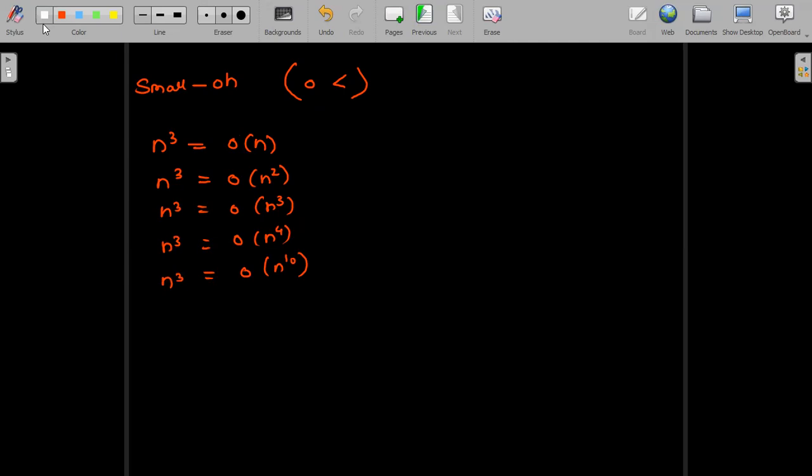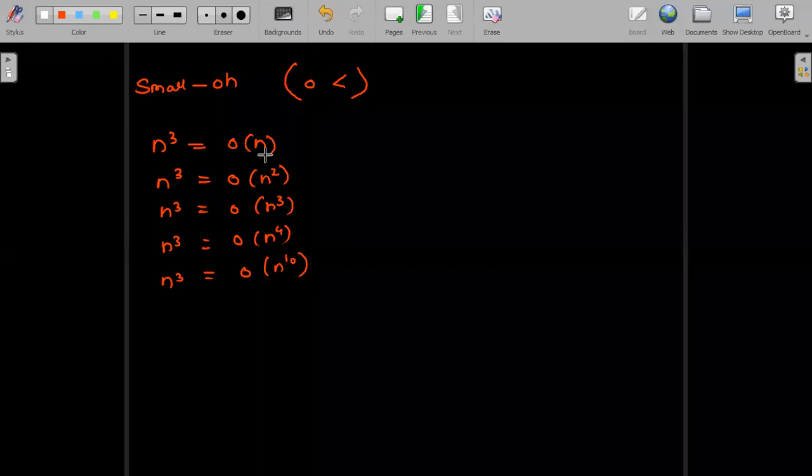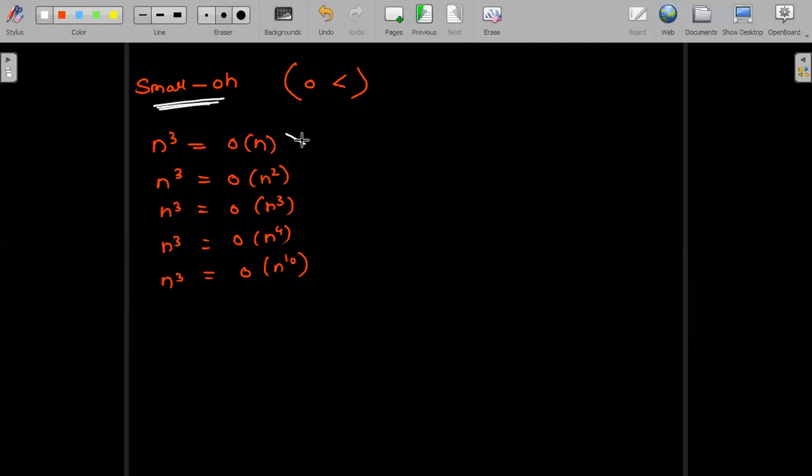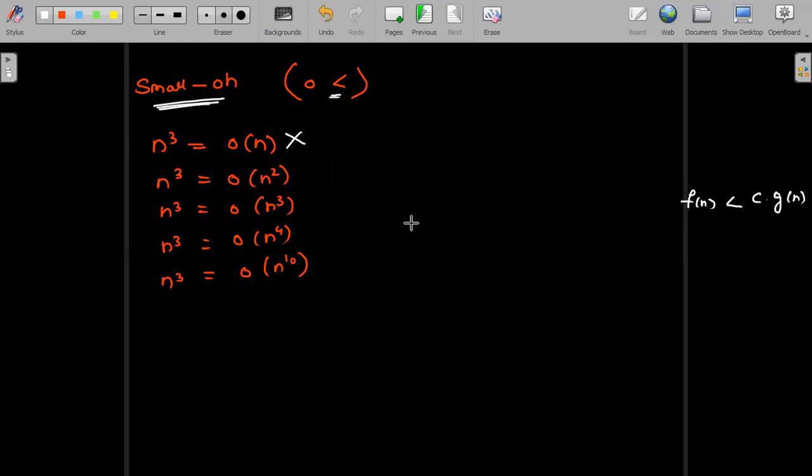Getting everyone? Now please observe here: n cube equal to big O of n. Will it satisfy this small o? Does it satisfy? No. Basically, this side is greater. When you say f of n is less than c dot g of n, that is what I am going to write here. This should be there, so that is not satisfied. The right side does not satisfy, that's why this is not a small o.